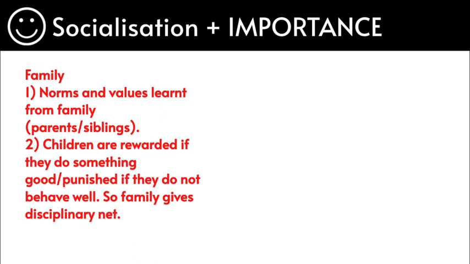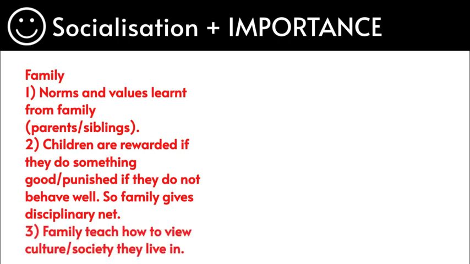So socialization of family is very, very important because it teaches us norms and values, what's right and what's wrong. And also it teaches us how to live in society, to adopt society's culture as well. So we can see how family socialization is very important because of these factors.